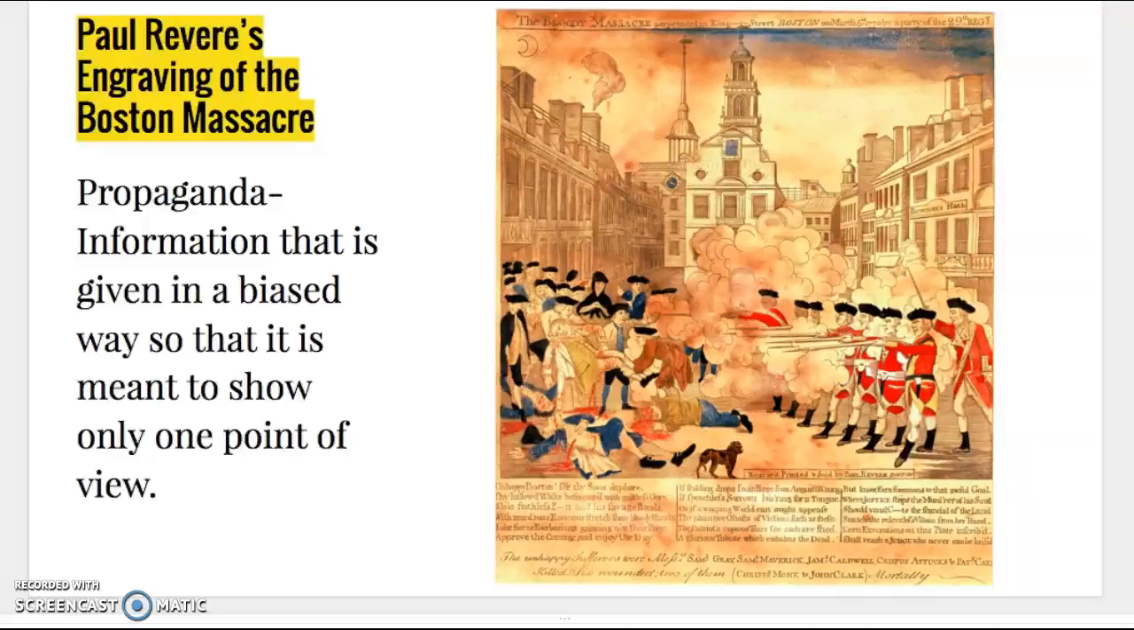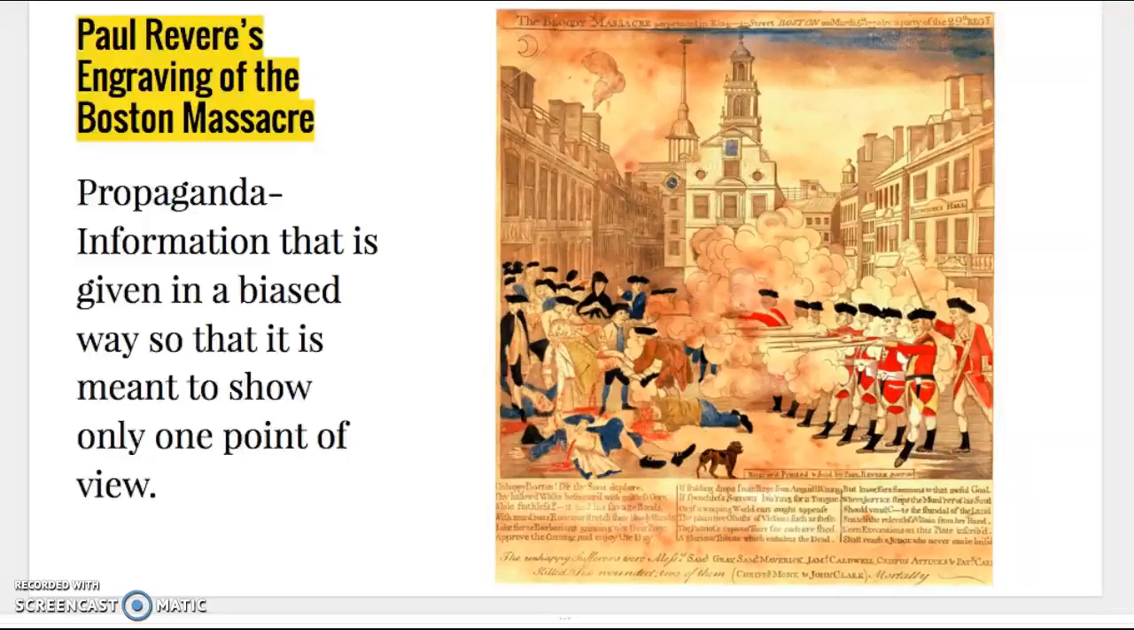So this picture can be considered propaganda because the picture is biased from the start. Paul Revere, the man who made it, was a patriot. As soon as the Boston Massacre happened, he decided he was going to make a picture that would sway people to the patriot cause. So he drew the Bloody Massacre, his engraving of the Boston Massacre, to sway people's emotions, to make them feel bad for the colonists, and to make the British look like monsters.